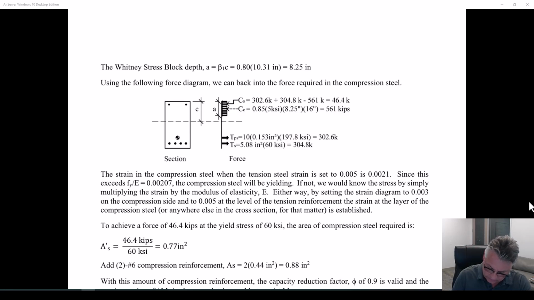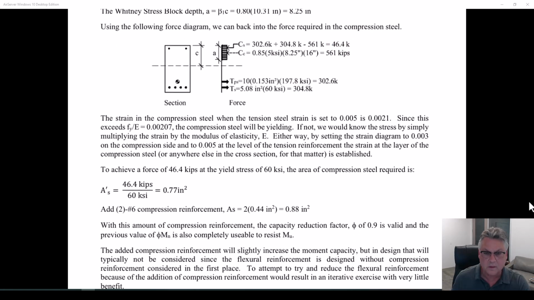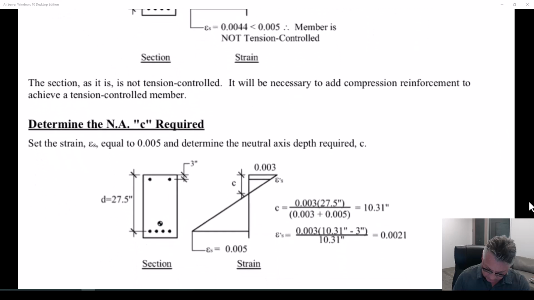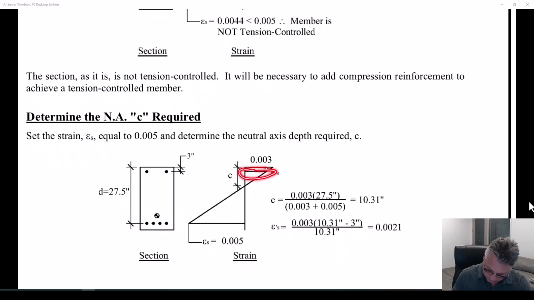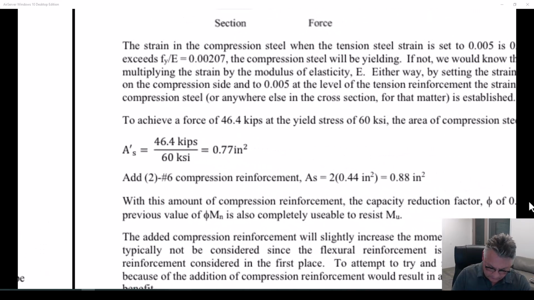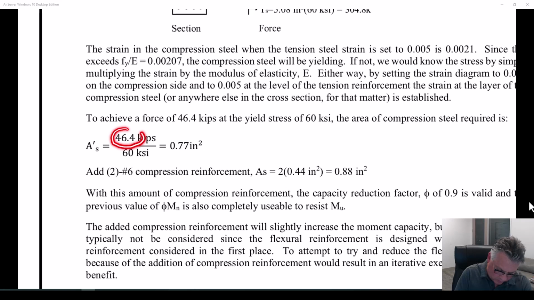So we know all the forces. We know that we have to get that much force into the compression steel, or we have to have compression steel that will take that much force. Now remember, we calculated on that fictitious compression steel what the strain will be because we set up the strain diagram. So we know it's going to yield. Therefore, we needed 46.4 kips, and we've already established with that strain diagram for a tension-controlled member that that's going to be 60 ksi.